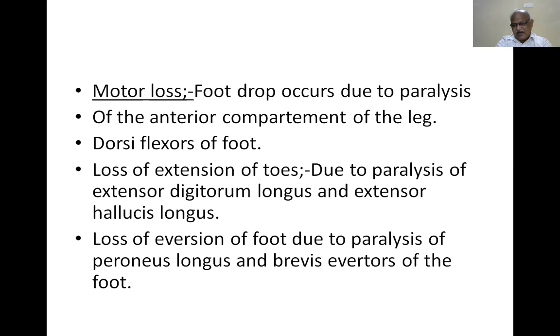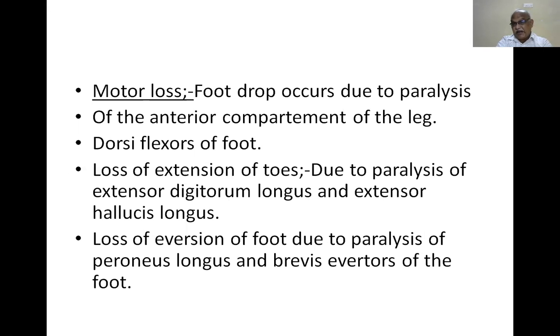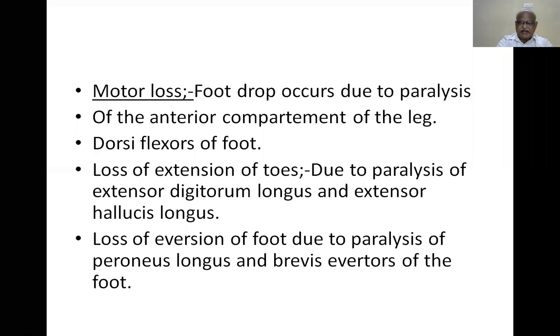So, from my lecture and the PowerPoint, you see the common peroneal nerve supplies the dorsiflexors of the foot and also the peroneal compartment. So, it supplies the anterior compartment and the peroneal compartment of the leg. The leg is divided into three parts: posterior compartment, peroneal compartment, anterior compartment. The anterior compartment and peroneal compartment are both supplied by the common peroneal nerve.